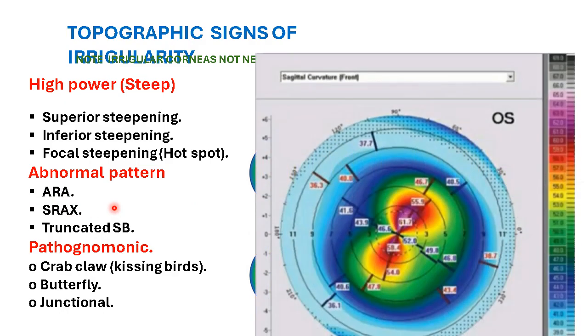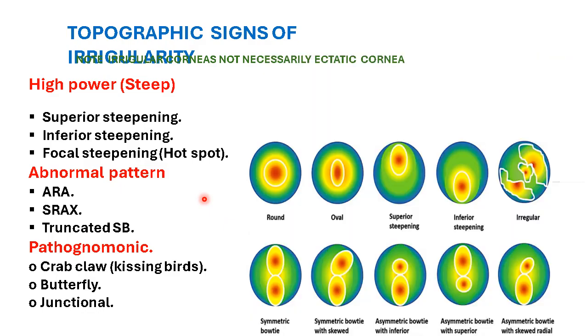The other thing is the truncated symmetric bow tie. Truncated means short, means very high power in the center. You find symmetric nipple cones, for example, and you find a very high astigmatism in the center, and a symmetric bow tie with very high power. This is called truncated symmetric bow tie. Also, this is suggestive of abnormal cornea and may suggest keratoconus.